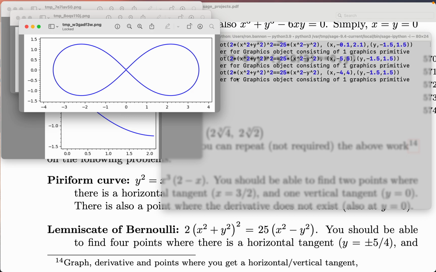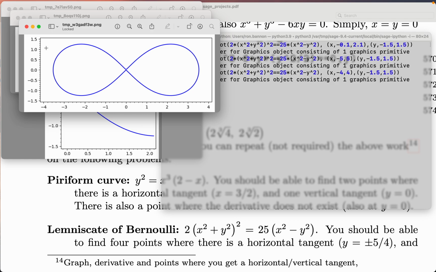Let me take a look at this. 2 x squared plus y squared squared equals 25 x squared minus y squared. You should be able to find 4 points where there's a horizontal tangent. Oh, I'm sorry. They said y is plus or minus 5 quarters. And that's a different story. And that's the y value. And that's right over here. Yeah, I'm seeing that. Horizontal tangent, y is 5 quarters.